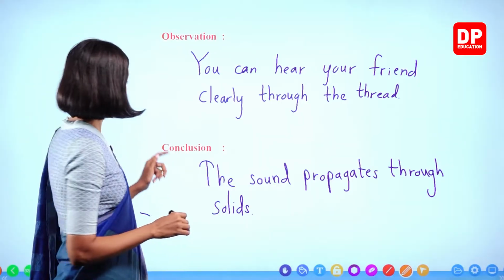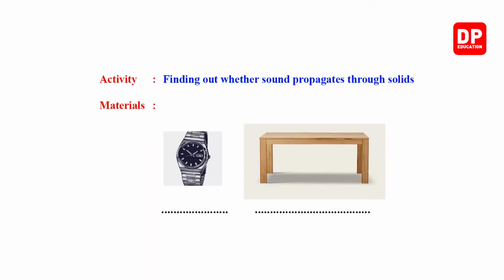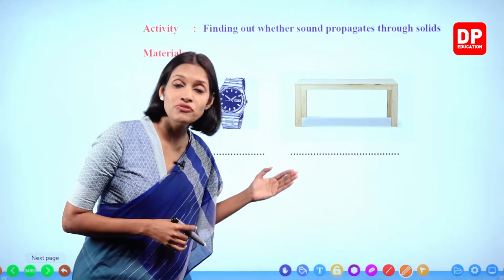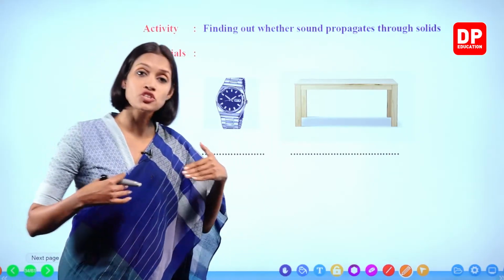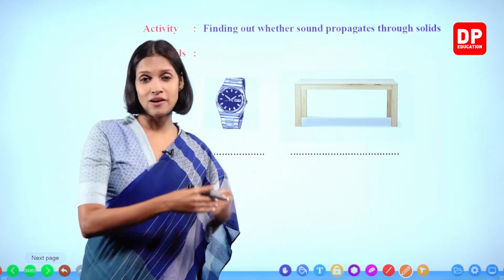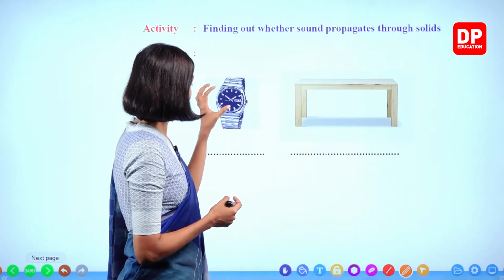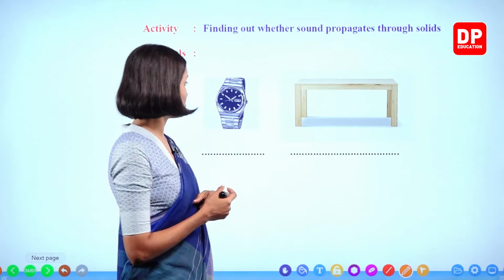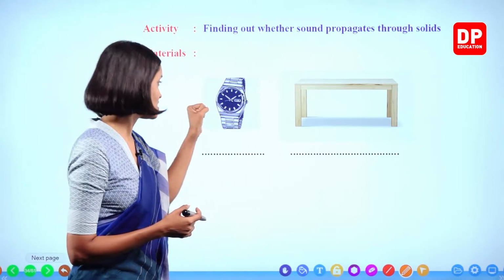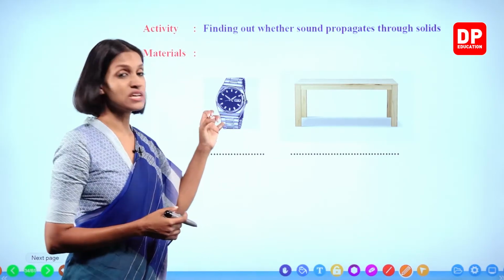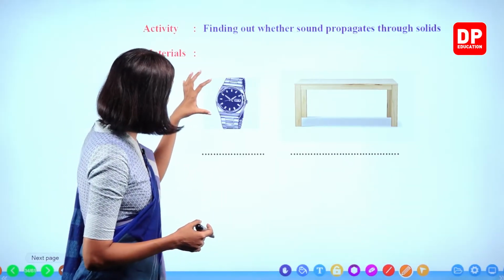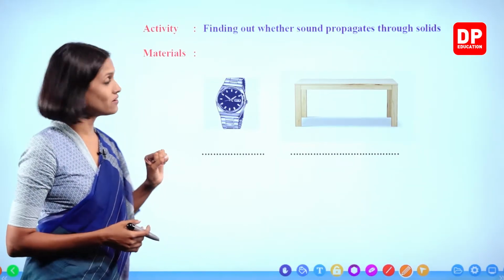Right, children? Okay, we have another activity to do here. Finding out whether sound propagates through solids. Another activity. Here we are going to prove that sound propagates through solids better than air. Okay? So what do we need? Now here the picture of a watch is given. Watch is also okay, watch with the tick sound. But better to use a small clock with a tick sound, right?